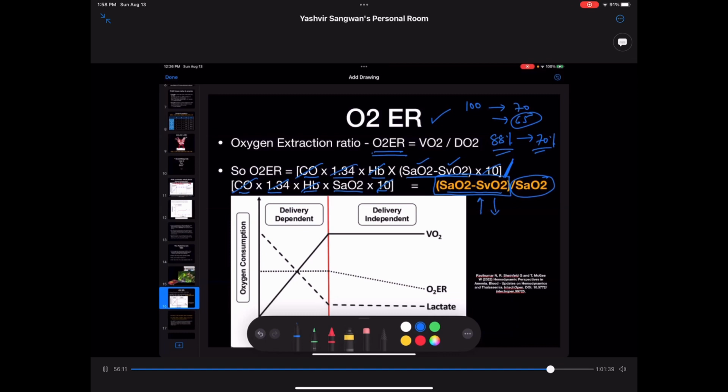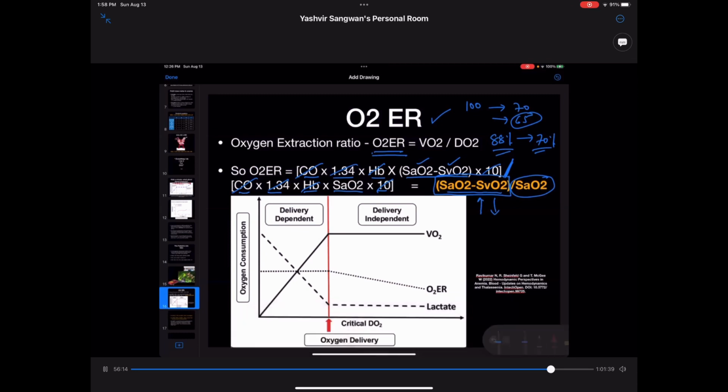Why is the extraction ratio important? It is because, like I said, there's a limit to how much you can withdraw. The limit is 50%. And if my delivery of oxygen keeps decreasing, there will be one point after which the body will not be able to extract more to maintain the use of oxygen that it needs. And then the use of oxygen starts depending straight away on my DO2, and the patient starts dying, the lactate starts increasing, and so on and so forth.